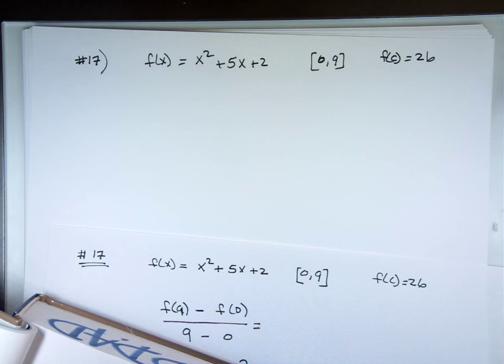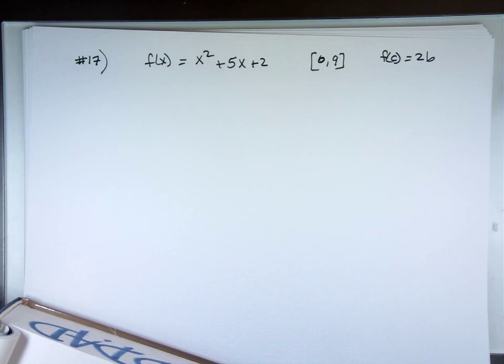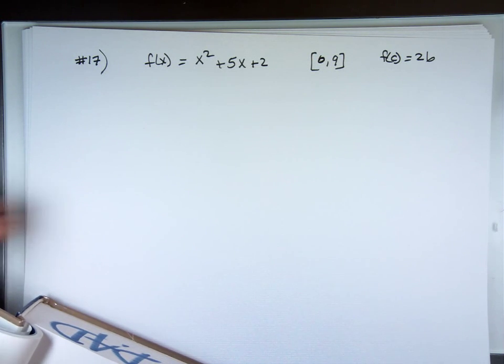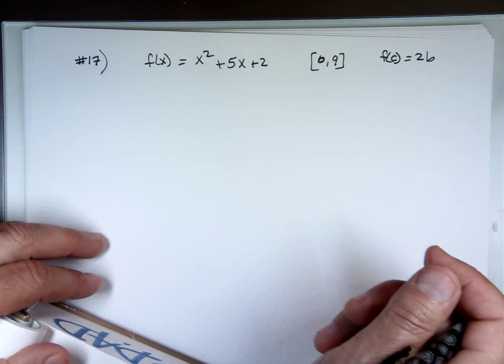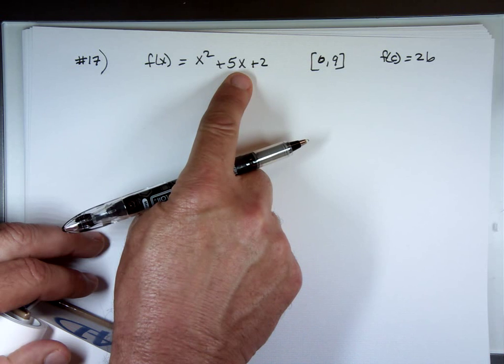If f is continuous, if the function is continuous, if you graph it, what do you think? What is the shape of that function? Parabola. So f of x is continuous.